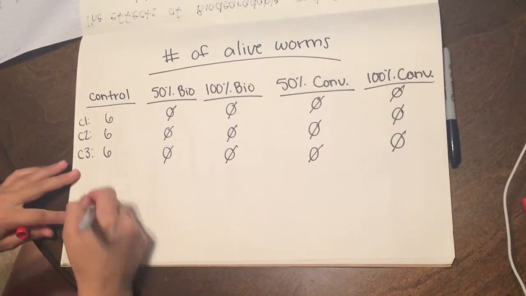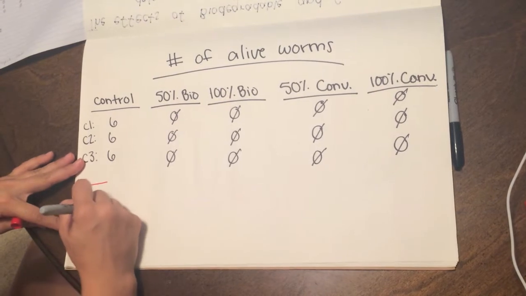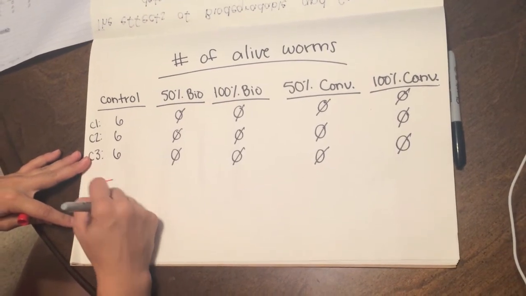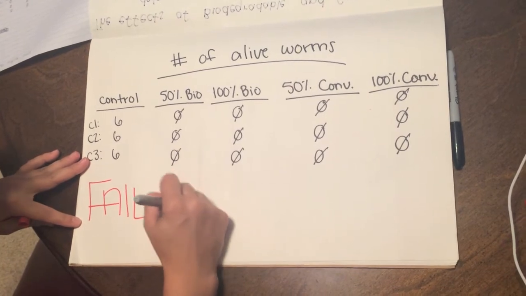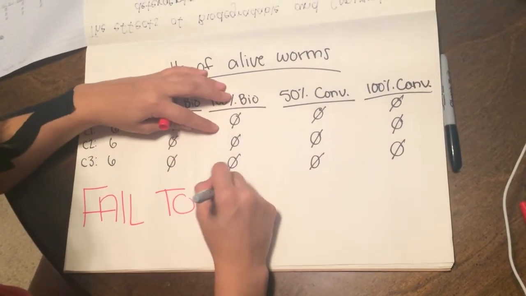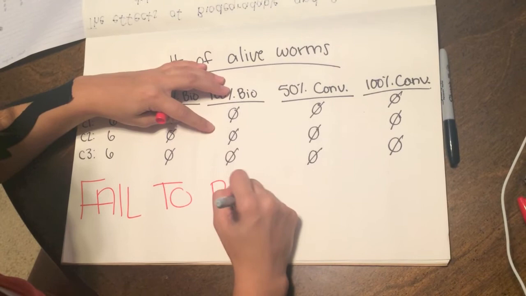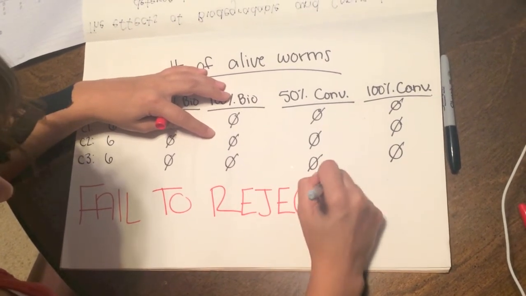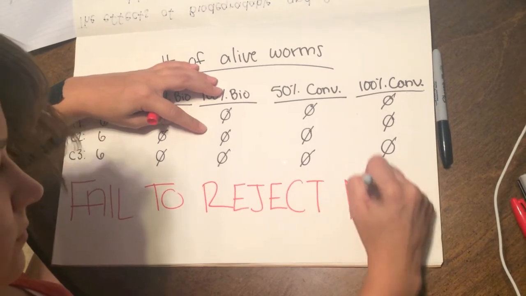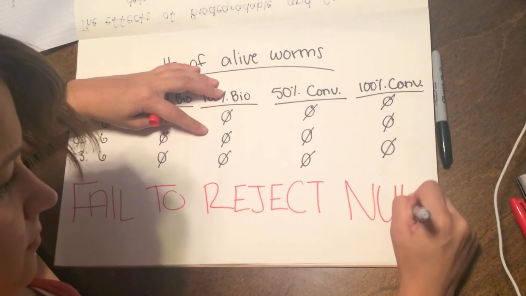After this science experiment, we have sufficient evidence that biodegradable detergents are just as harmful to the environment as conventional detergents. According to the collected data, the null hypothesis was proven to be correct. Therefore, we fail to reject that the mean number of live worms in the biodegradable detergent equals the mean number of live worms in the conventional detergent after 1 week.